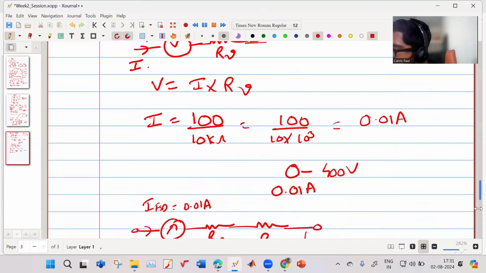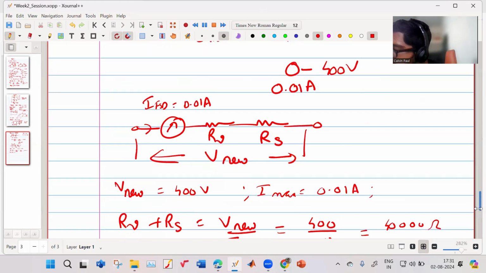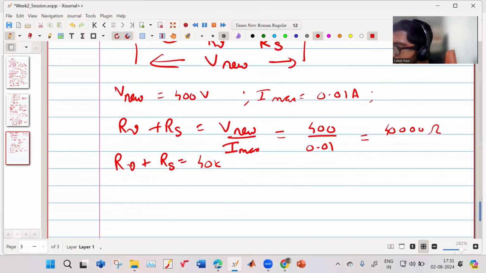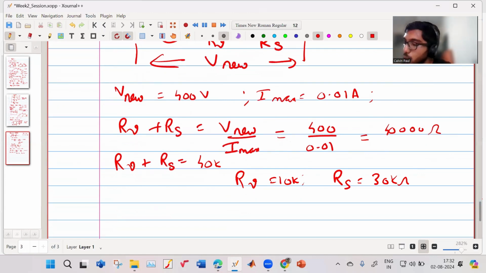But we know my RV is already 10K. So my RS will be equal to 30 kilo ohm. In this way, I know that if I place a resistance of 30 kilo ohm in series with the voltmeter, then I can effectively extend the voltage that is measured across the new terminals of the voltmeter. All right. Okay.